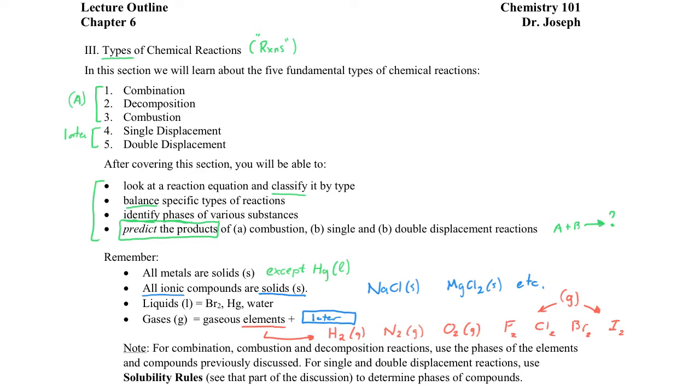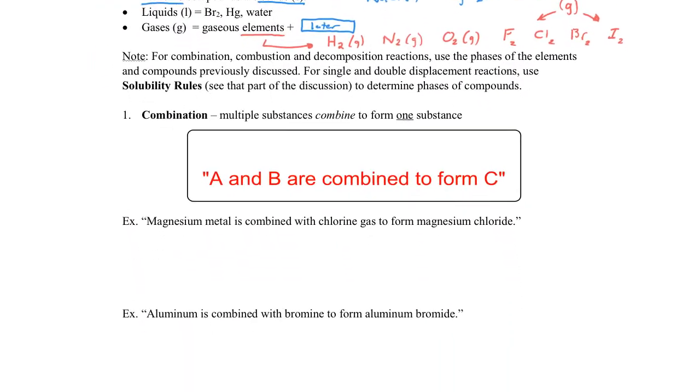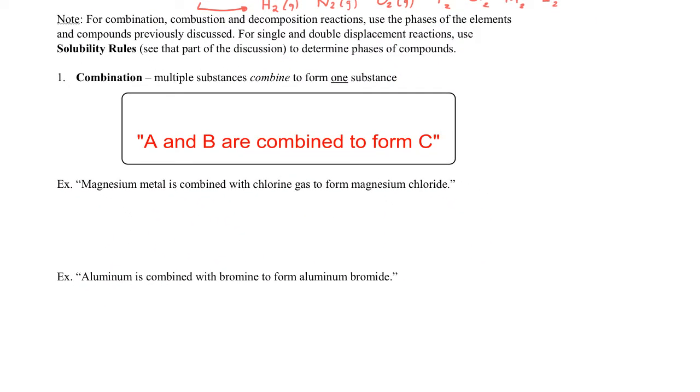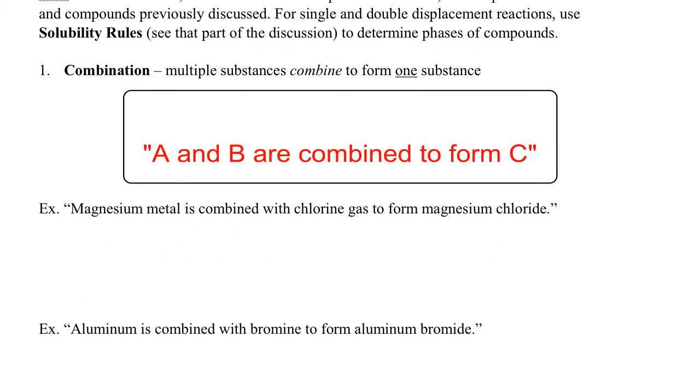Now, let's go ahead and get started learning about chemical reactions, and we're going to start with the first one on our list, which is the combination reaction. So let's learn what is a combination reaction, how does it work, and then we're going to do some examples of it and write some equations. So let's go ahead and get started. So what is a combination reaction?